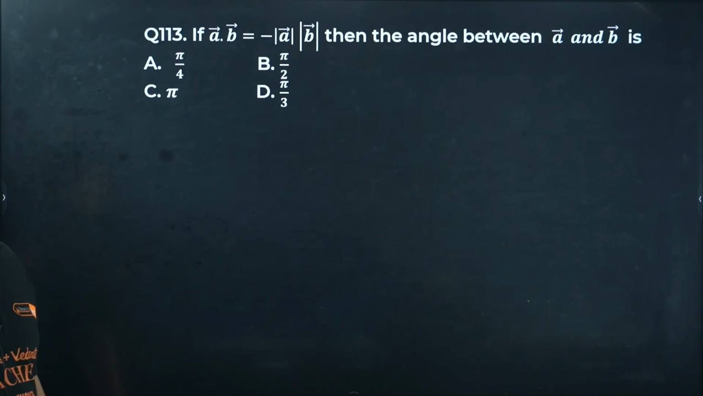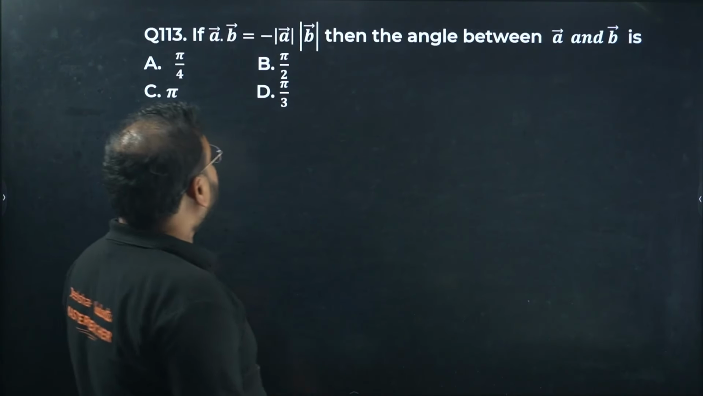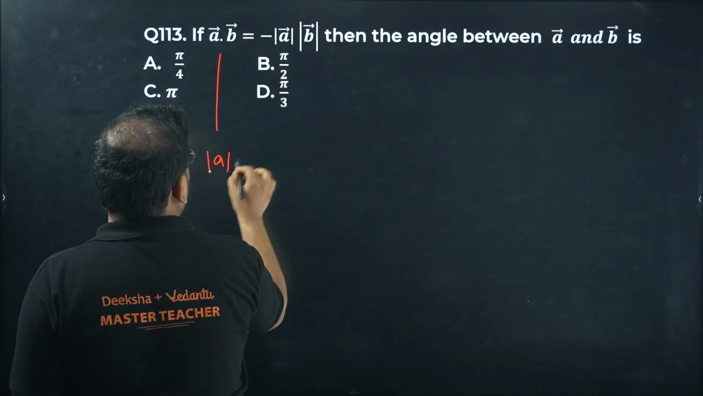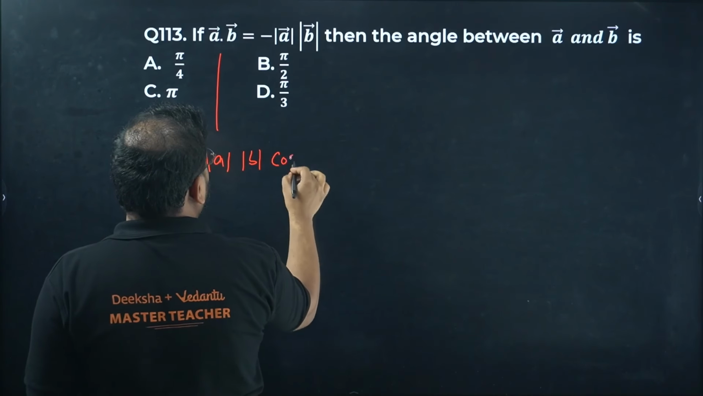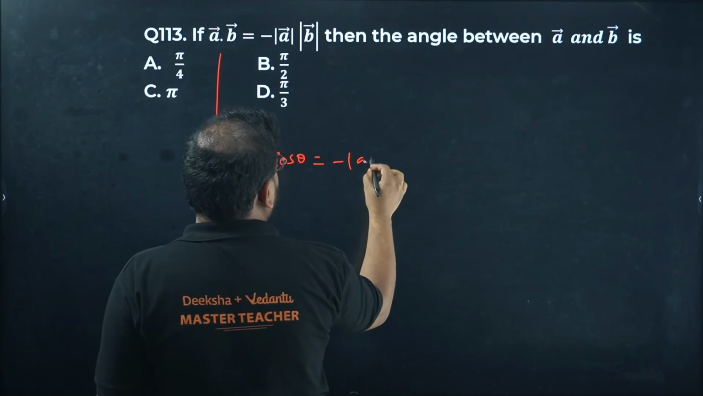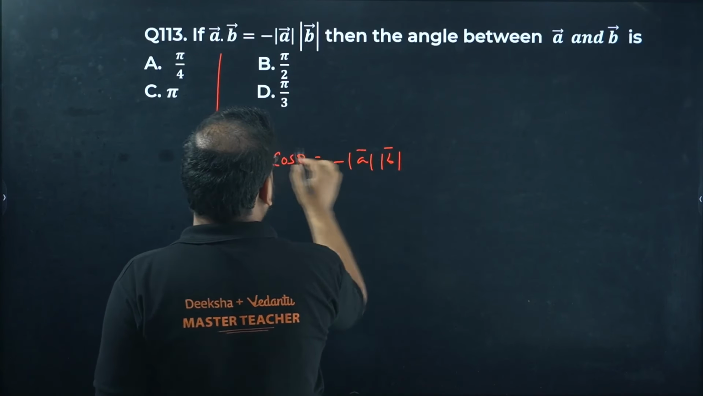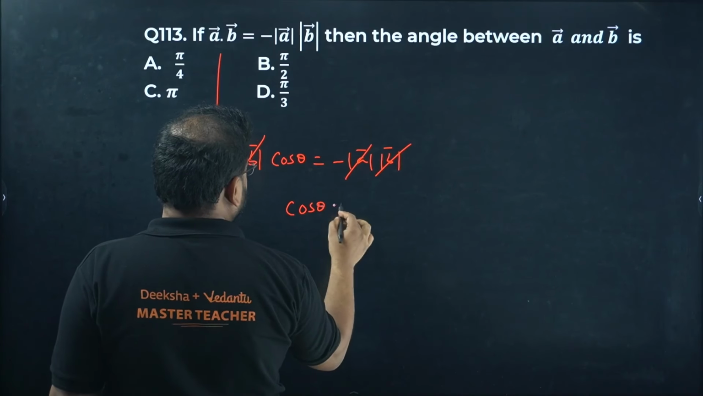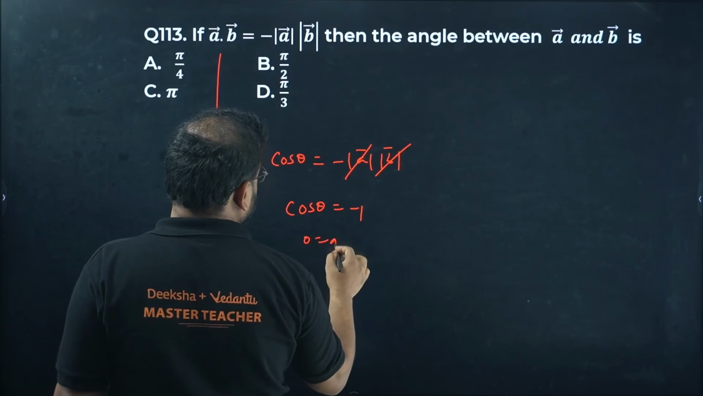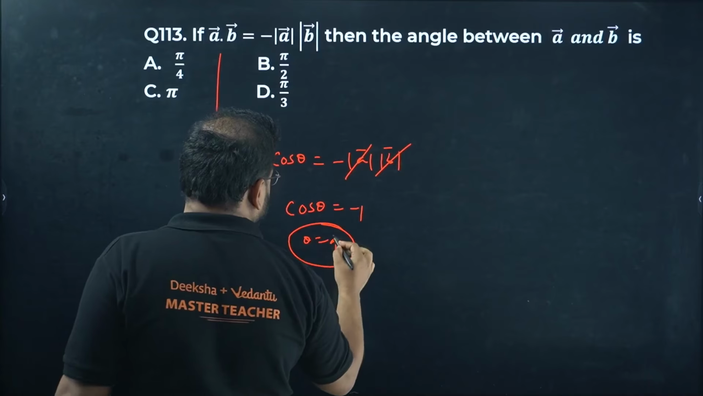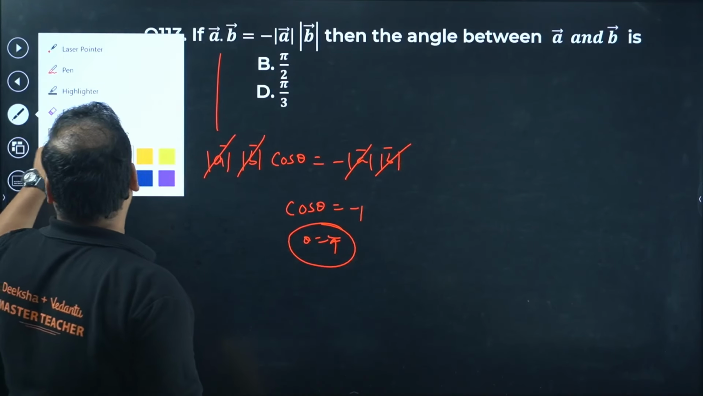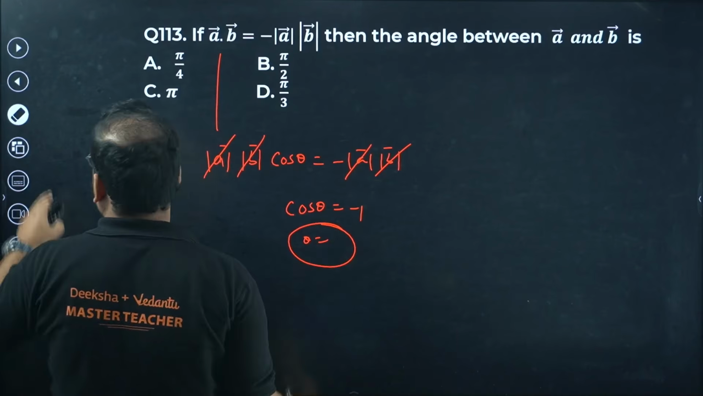Okay. Next. A dot B is equal to minus of this. Start from here. Mod of A, mod of B, cos theta is minus of mod of A into mod of B. Vector, vector, vector, vector. Cancel the vectors. Cos theta, nothing is left, means minus 1. Theta is pi. Cos pi is minus 1. So theta is pi. It doesn't look like a pi. Let me change that.